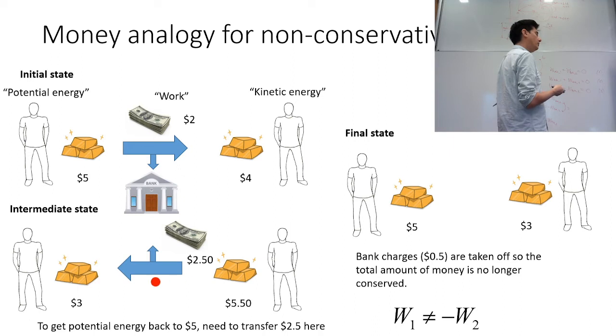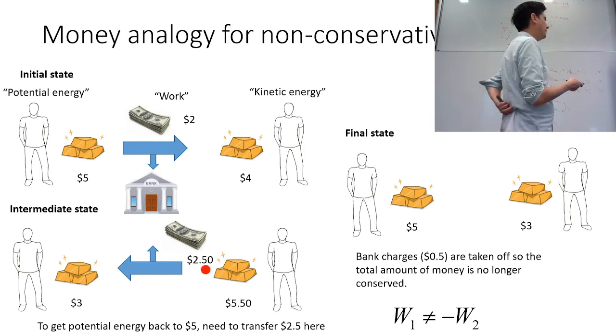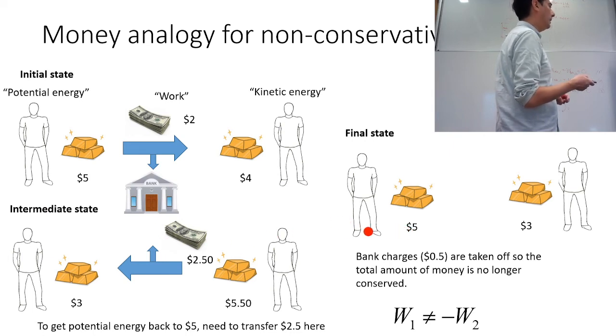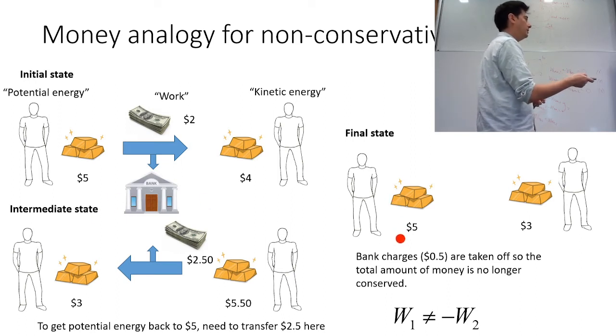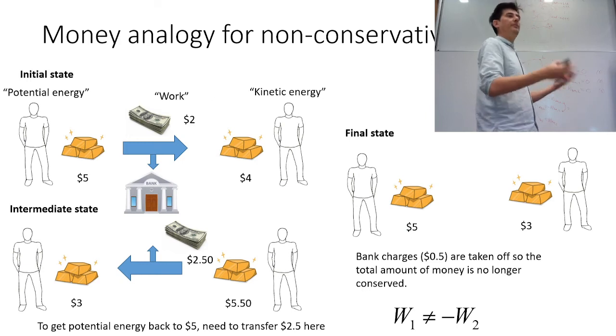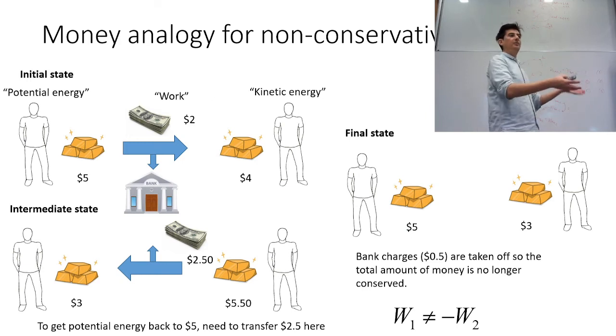And then if we do the loop test, in order to get the potential energy back to $5, we need to actually transfer $2.50 to make up for the bank charges. So in order to go back to $5 here, the forward work and the backward work are actually not the same, because in order for the potential energy to get back to $5, we had to make up for the fact that bank charges are being taken away, right?